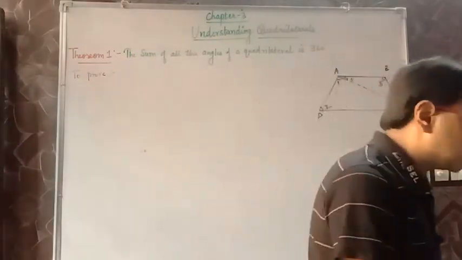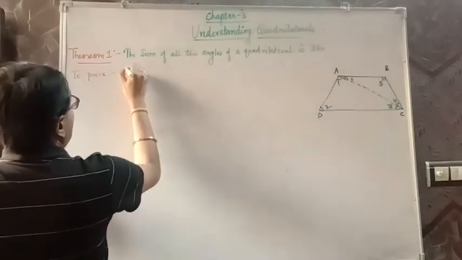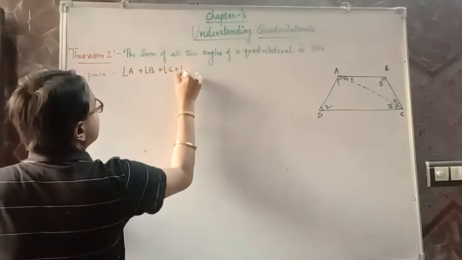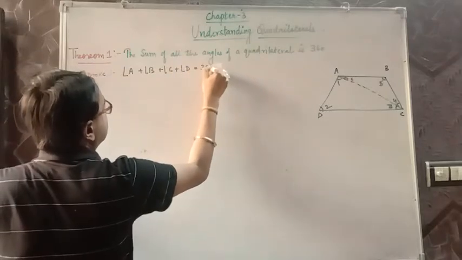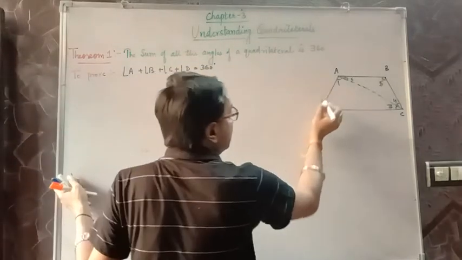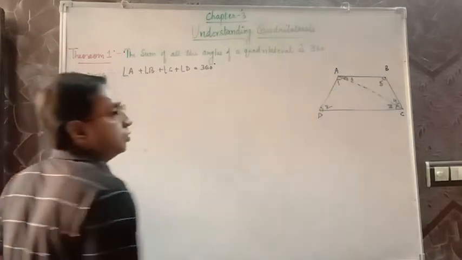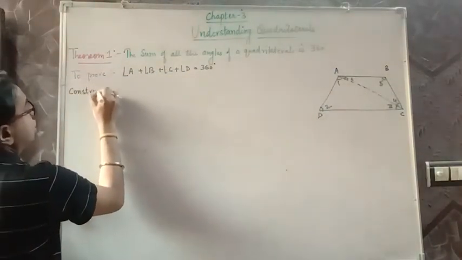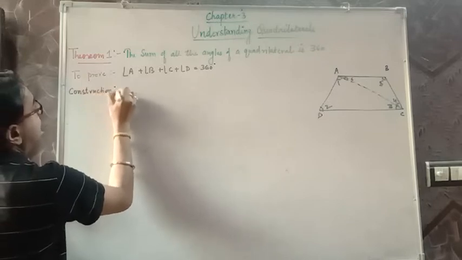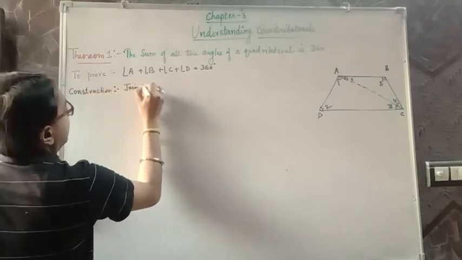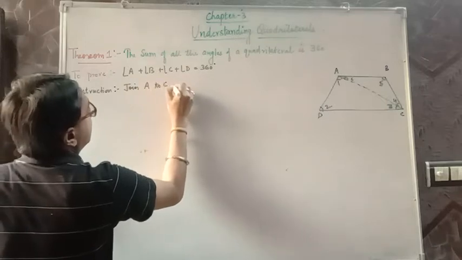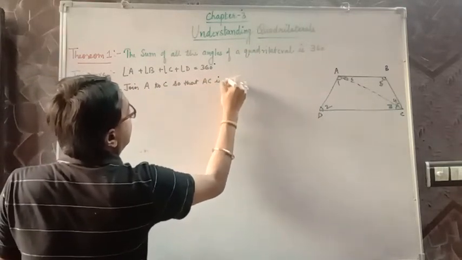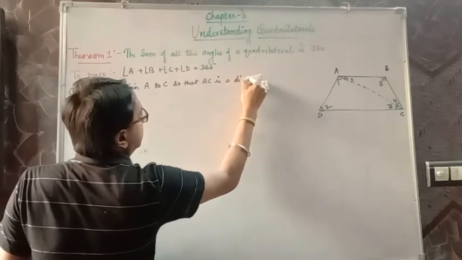Let's start. We have to prove that angle A plus angle B plus angle C plus angle D is 360 degrees. Sum of all the four angles of a quadrilateral is 360 degrees. Now construction: join A to C so that AC is our diagonal. Are we clear?